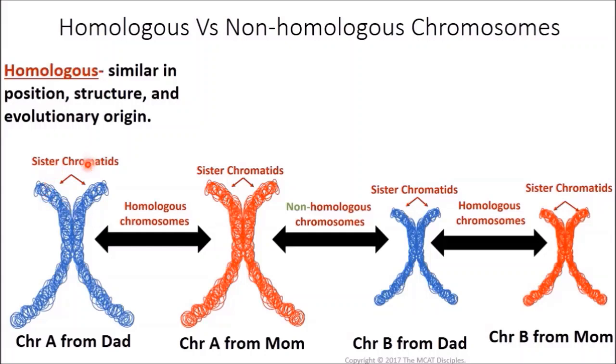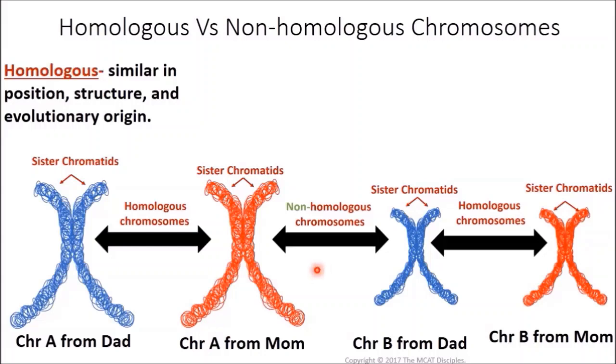Whereas the sister chromatids are identical. This is an exact copy of this because this arose from DNA replication. However, these are just homologous to one another. These may have different alleles, although the same genes in the same places. So those are homologous chromosomes. Chromosome A from dad is homologous to chromosome A from mom. I think you can see that they're similar in structure, position, and evolutionary origin because of that.